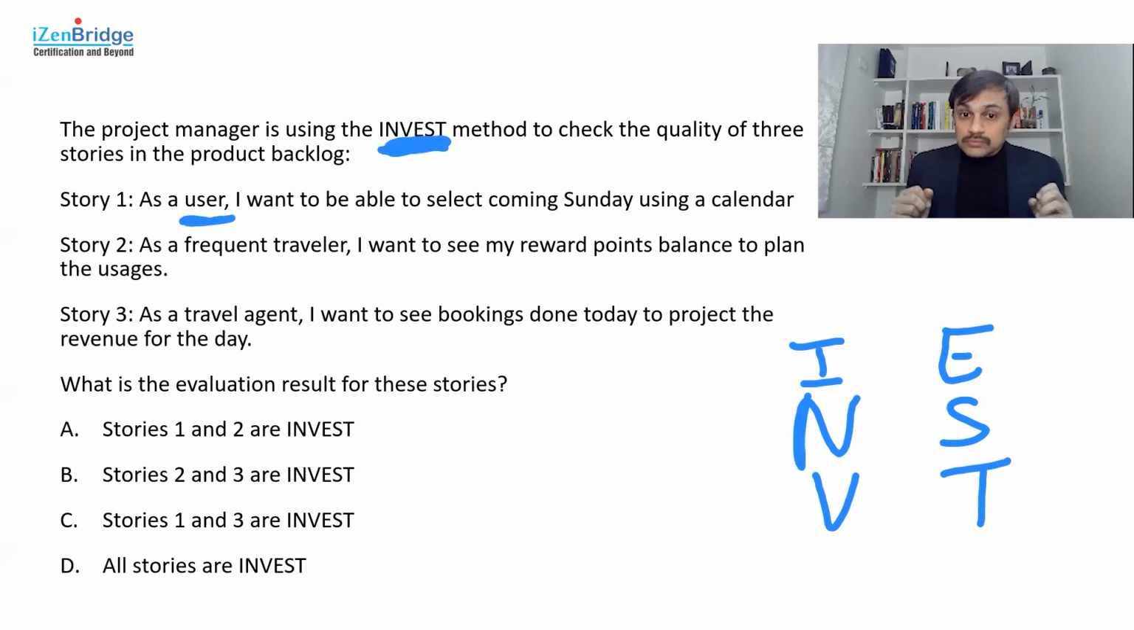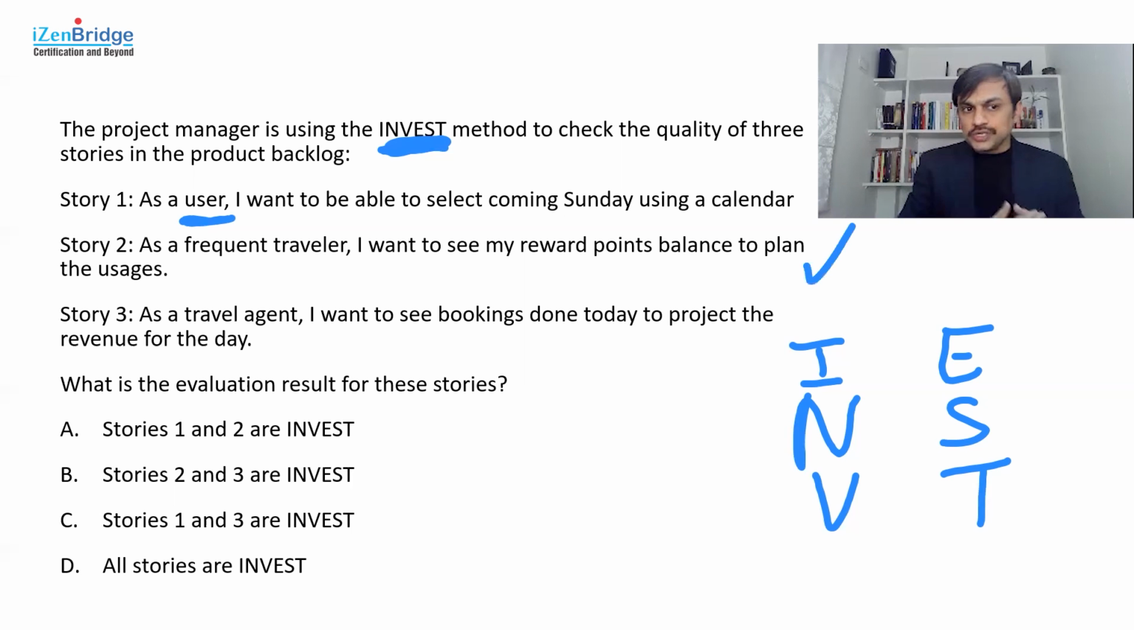Now, it seems to be a small requirement, but the small part is difficult to predict just by looking at this particular question. But it seems to be well testable, because if I have this feature done, I should be able to see the reward points and plan the uses. So this seems to be good to me.